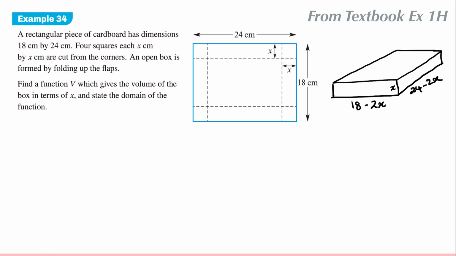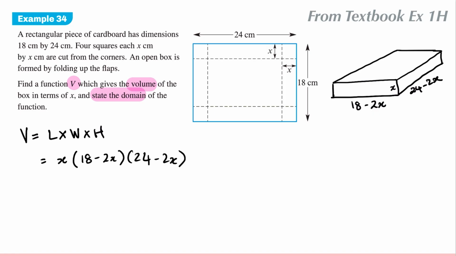Now what it's asking us to do is to find the function v, which gives us the volume of the box, and also for us to state the domain. Let's start off with the function v, which is the volume. The volume of any box is length times width times height. So all I have to do is multiply all of the dimensions that I can see. It doesn't really matter what order you put it in. So x is the height, then we'll have 18 minus 2x and 24 minus 2x.